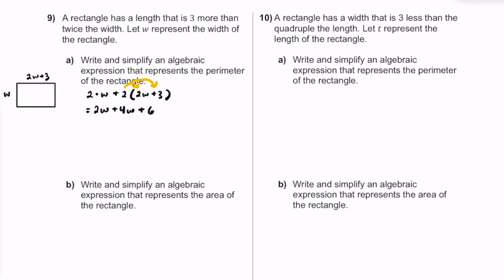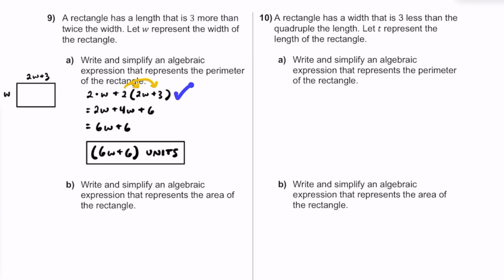Now let's combine these two like terms here. So 2W plus 4W, that's going to be 6W. So we have 6W plus 6. So in terms of what would represent the perimeter of this rectangle, this would be the expression right over here. It would just be 6W plus 6, and this whole thing would be labeled with units because we don't know what it's going to be. So while this is the original expression we could write to represent the perimeter, this would be the simplified version of that perimeter.